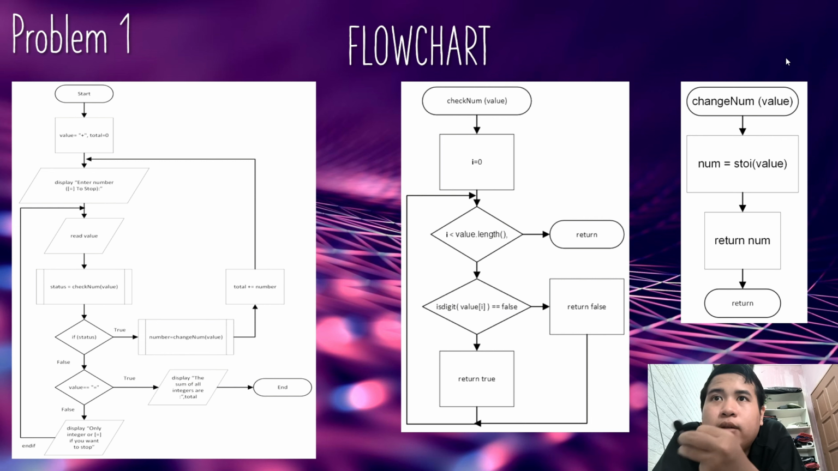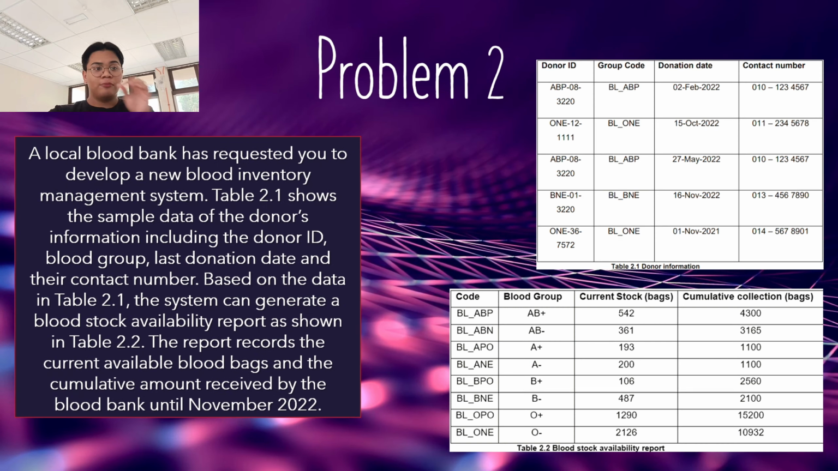For the change num equal to start value, it is to change the string into the integer. Then we will return the num, so you can sum to sum the total. That's all for problem 1.